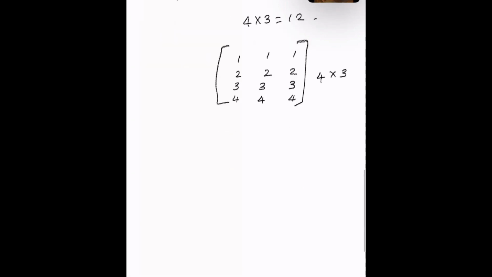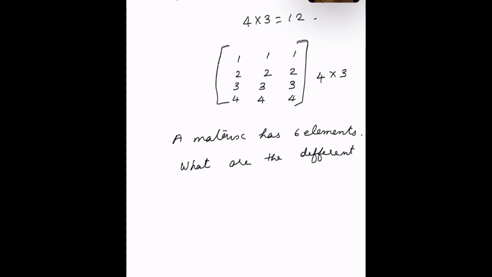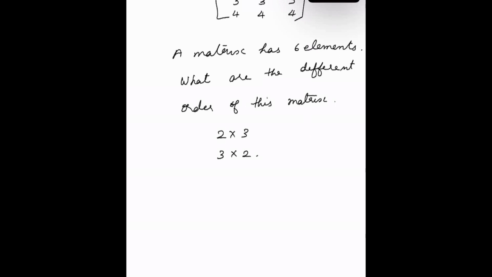If I tell you a matrix has 6 elements, then what are the probable orders of the matrix? What are the different orders of this matrix? 2x3 or 3x2, that is correct. Other than that, anything else? 1x6 or 6x1. Yes, 1x6 or 6x1.